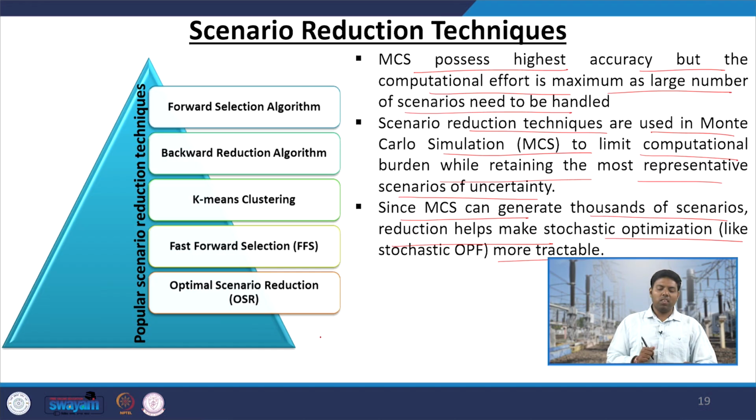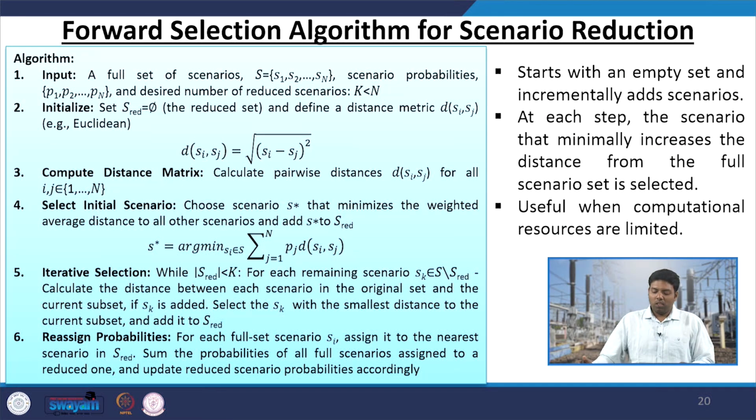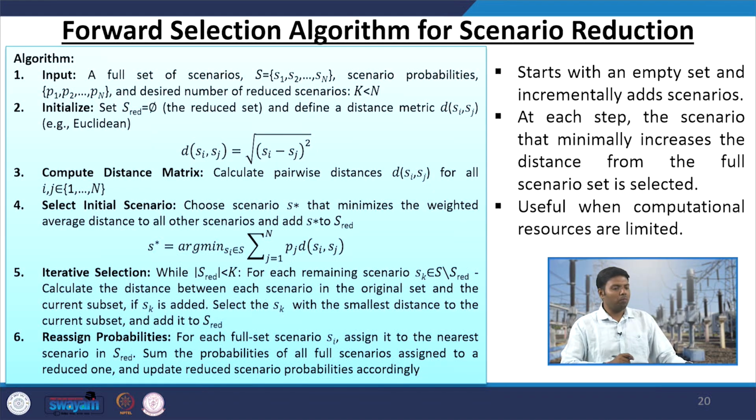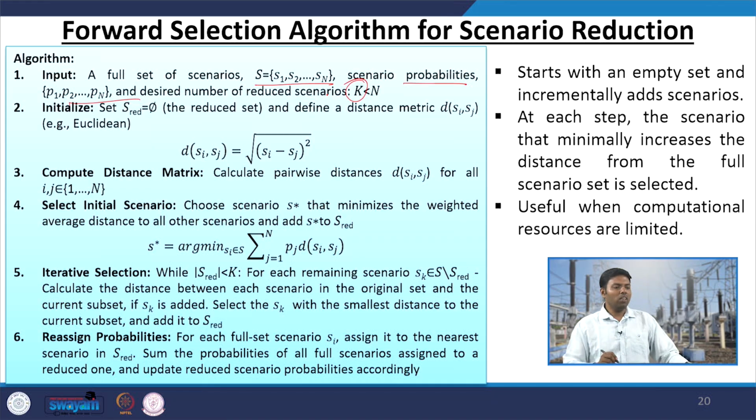Generally, 5 different scenario reduction techniques are used: forward selection, backward reduction, k-means clustering, fast forward selection, and optimal scenario reduction. So, what is the forward selection algorithm? The forward selection algorithm starts with an empty set. That means you do not have any scenario selected. Now, from the original set generated by your Monte Carlo simulation, you pick scenarios one by one and transfer them to your new set. So how can you do it? First, you have your original set with scenario probability values, and you have your reduced set where you want to put them.